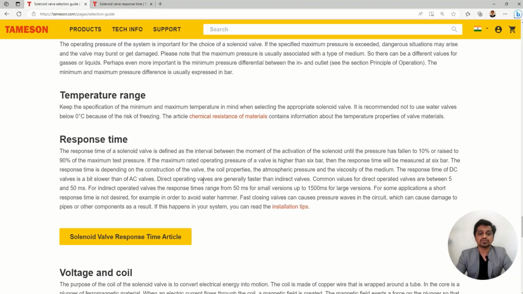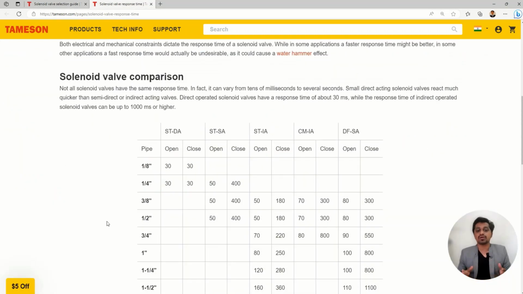So let's check out the solenoid valve response time article, and it will throw some light and give some in-depth knowledge about the response time and how it affects. So let's check it out. And also for some applications, a short response time is not desired. For example, the water hammer. In case of water hammer, if the response time is shorter, it can cause damage to the system. So it is not that in all the cases you require the shorter response time. You should know the application, and that's how the valve timing matters.